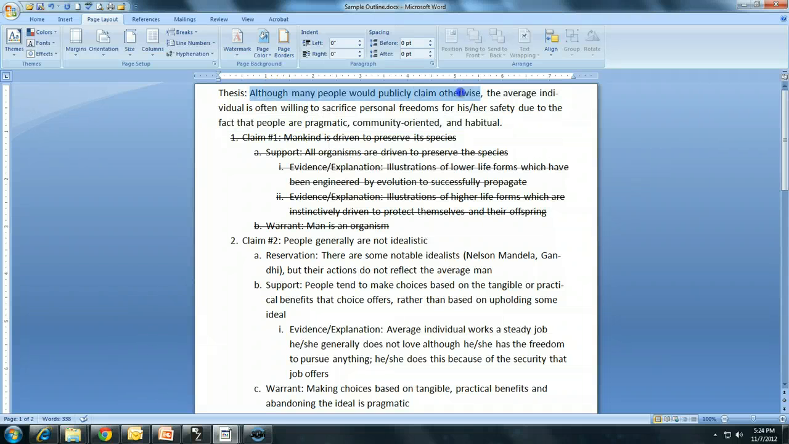This is another great thing about adding a counter-argument element to your thesis. Now I know how to start my introduction. This counter-argument, although many people would publicly claim otherwise, I know exactly how I'm going to start my introduction. I'm going to start with how people oftentimes do things differently than what they say they're going to do. Just some basic stuff like that.